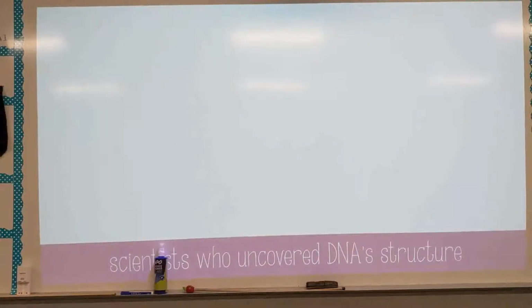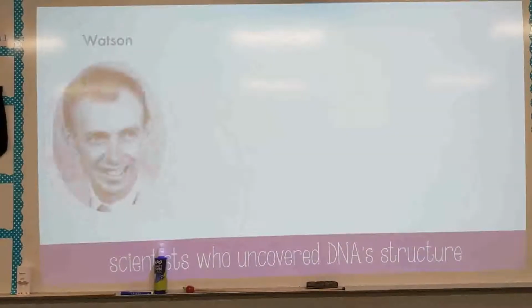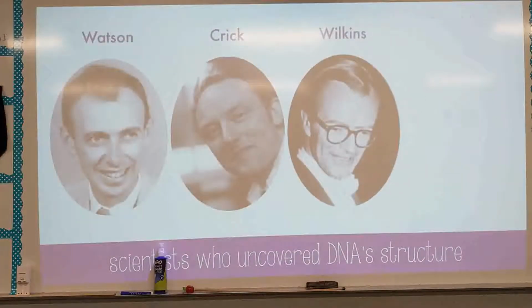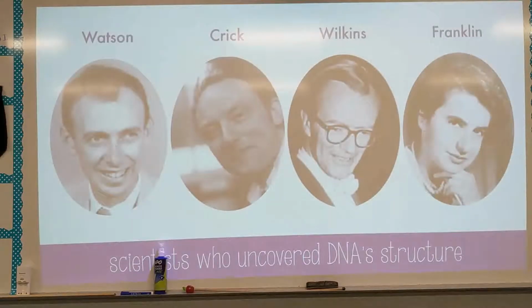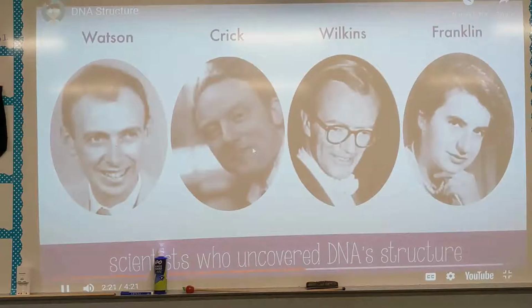There are 4 scientists who are credited with discovering the shape of DNA, and they are Watson, Crick, Wilkins, and Franklin. All of them received a Nobel Prize for their work, except for Rosalind Franklin. She died before the prize was given.